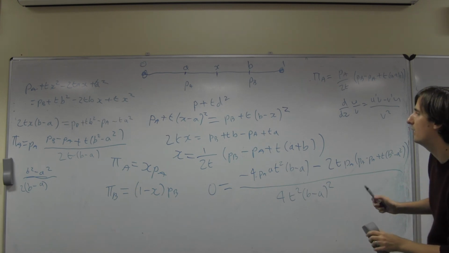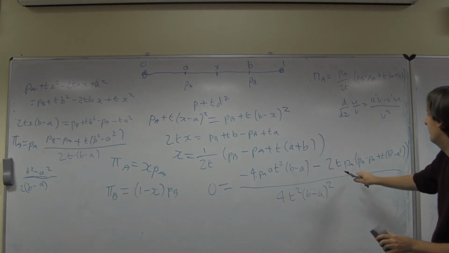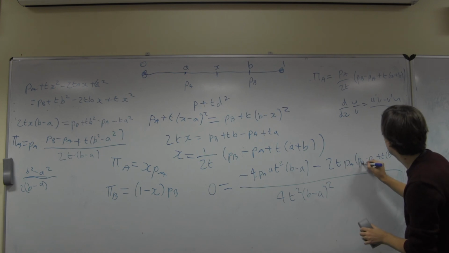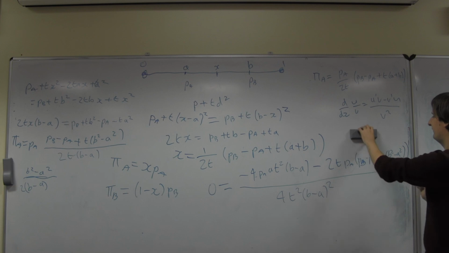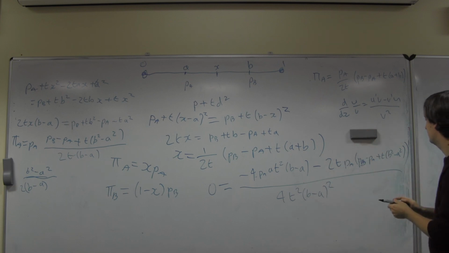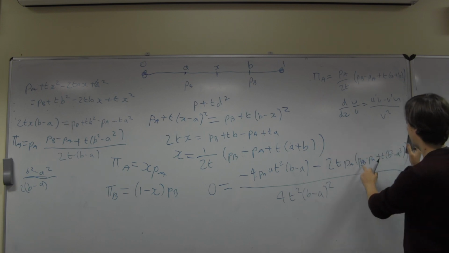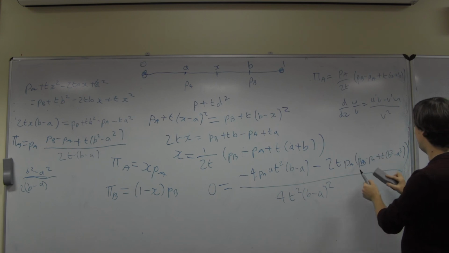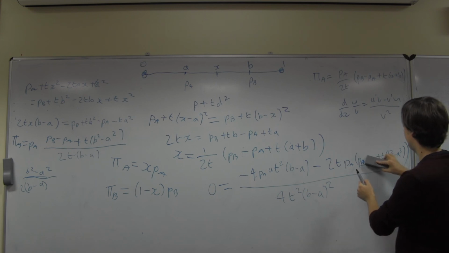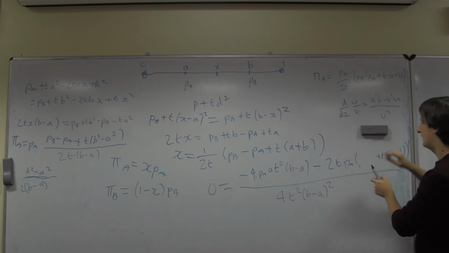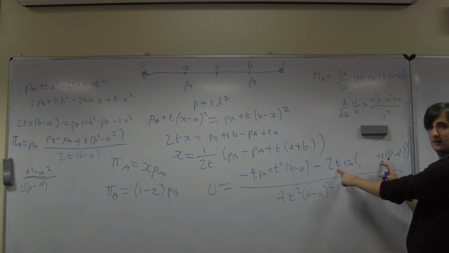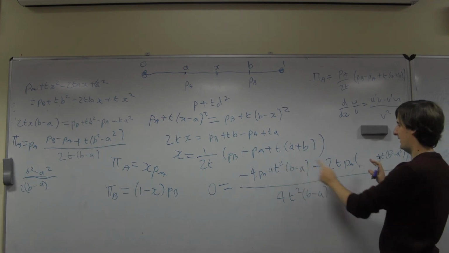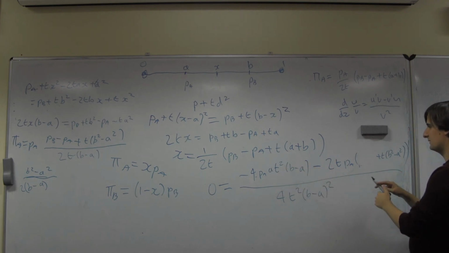But PB doesn't appear. Doesn't help a lot, does it? So PB is equal to PA. This term drops out. So now this is a t squared. So all the t squareds are going to drop out of this equation.